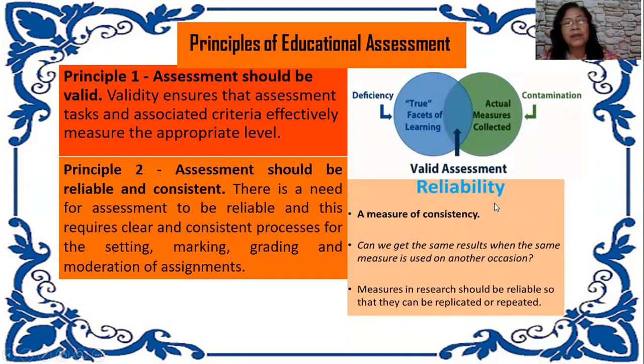Principle 2, assessment should be reliable and consistent. There is a need for assessment to be reliable, and this requires clear and consistent processes for the setting, marking, grading, and moderation of assignments. So we have here reliability, a measure of consistency. A very good example for reliability is supposing I was giving an examination, then I left the class because I have an urgent thing to attend to.